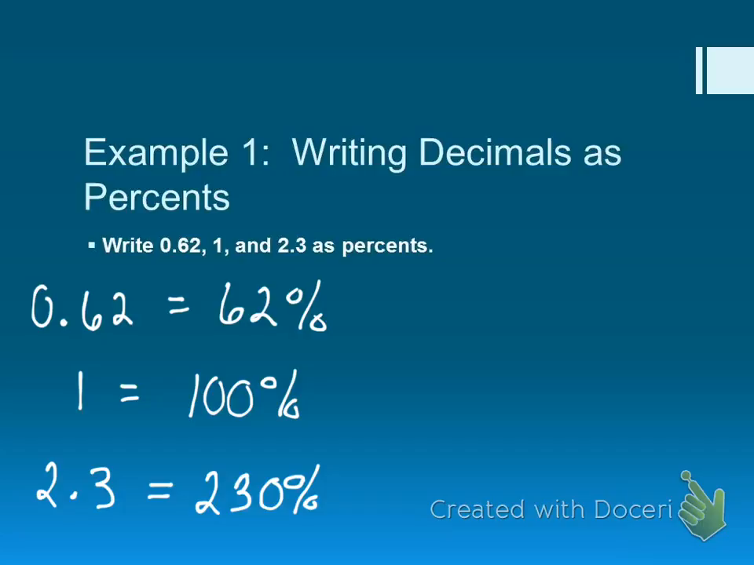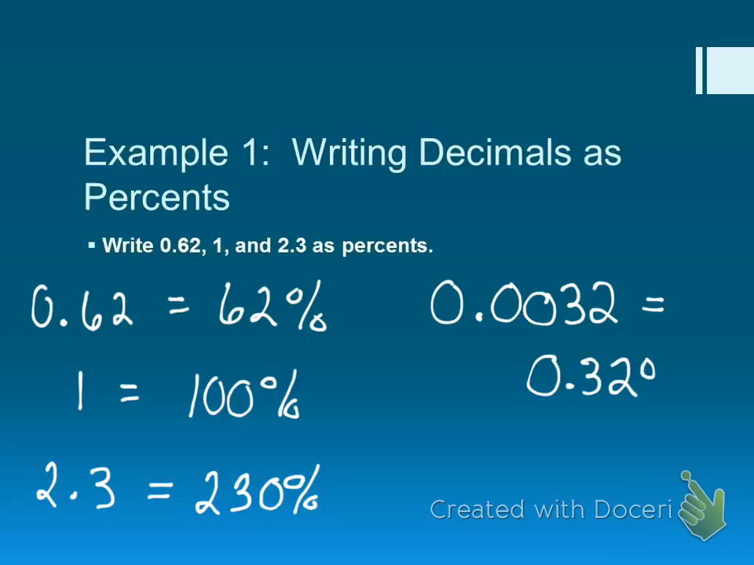All right, well, let me ask you this. What about 0.0032? What is that going to be as a percent? That would be 0.32%. So I still move my decimal to the right 2 places, but now my decimal's still in my value, so it's 0.32%. All right, so that's how I would change a decimal to a percent.